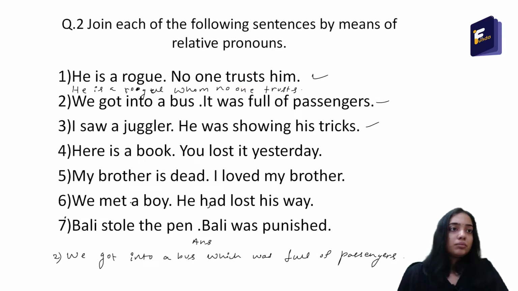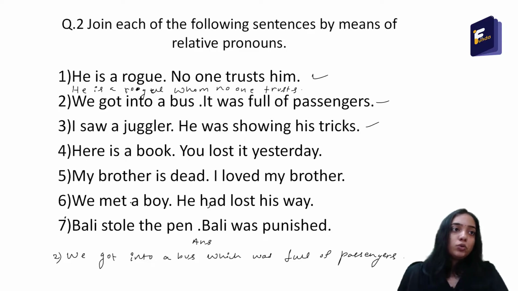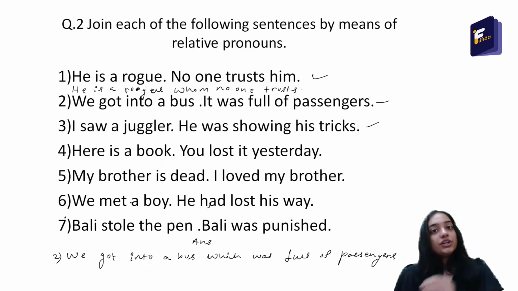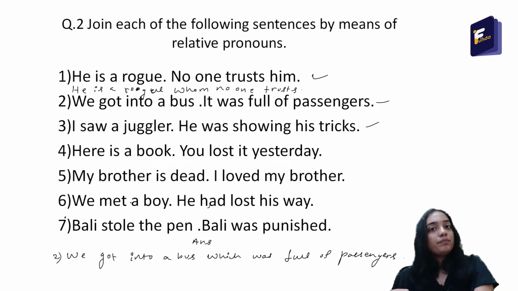Bali stole the pen. Bali was punished. So Bali, who stole the pen, was punished. One mistake that students make is that they write, Bali stole the pen who was punished. So what is the meaning of the sentence? Bali stole the pen who was punished. The meaning of the sentence is the pen was punished, not Bali. So it is very funny, but most people make this mistake. So Bali who stole the pen was punished. This is the right way.